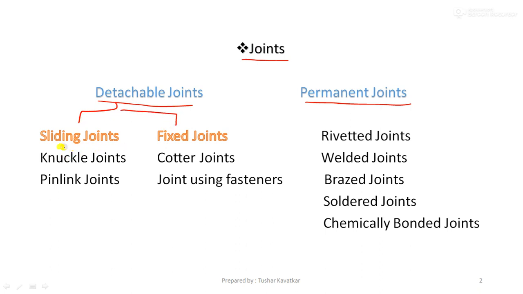In sliding joints again we have knuckle joints, pin link joints. In fixed joints we have quarter joints as well as the joint using fasteners. So in your particular syllabus we will understand the design of a sliding joint, that is a knuckle joint, as well as the design of a fixed joint, that is a quarter joint. Then we will also understand the joints which are permanent, that is riveted joints, welded joints, brazed joints, solder joints and chemically bonded joints. So these are the types of joints categorized in the following manner.